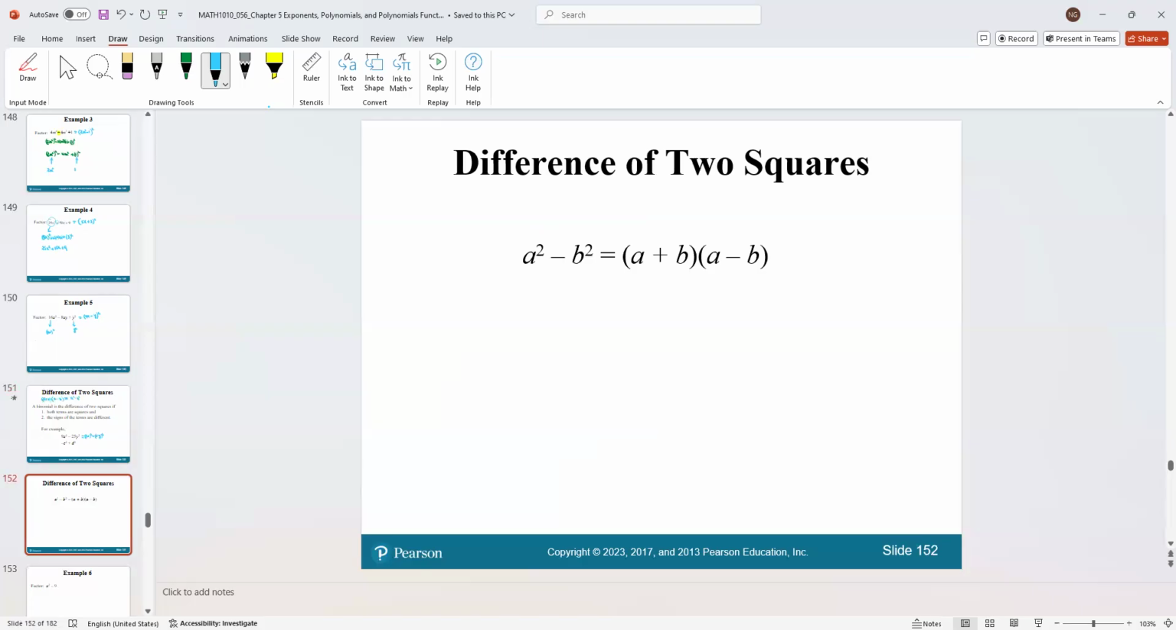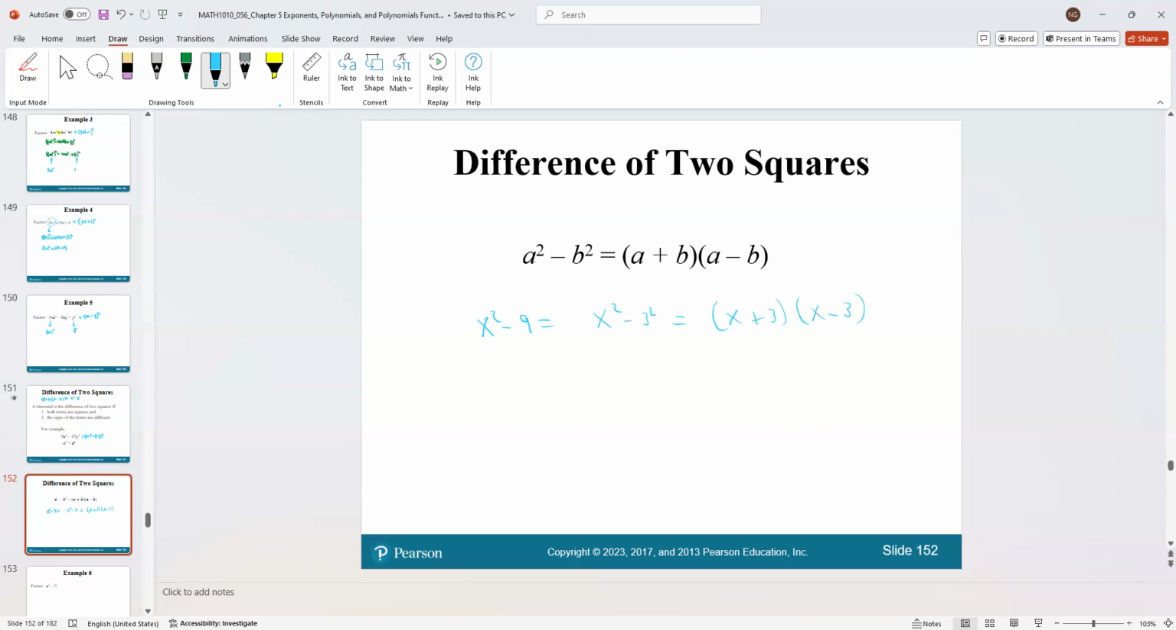Any time you have a squared minus b squared, the answer is a plus b times a minus b. If I have x squared minus 9, it's the same thing as saying x squared minus 3 squared. The answer would be x plus 3 times x minus 3.